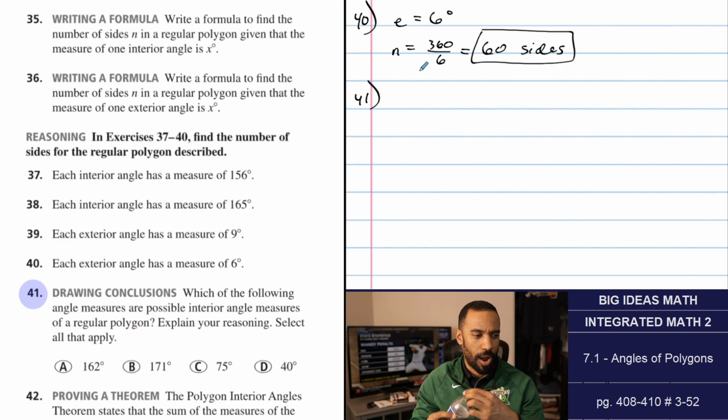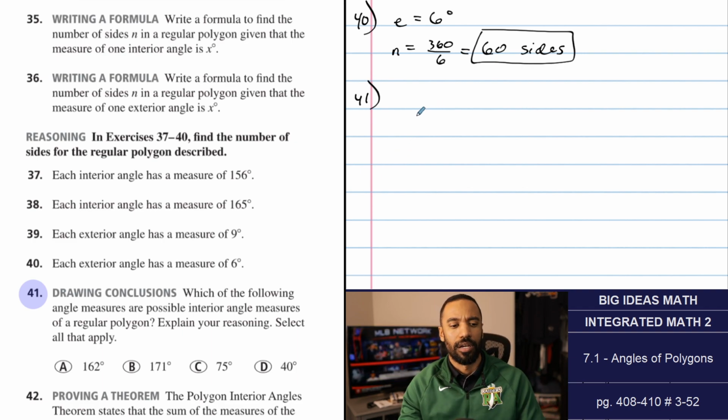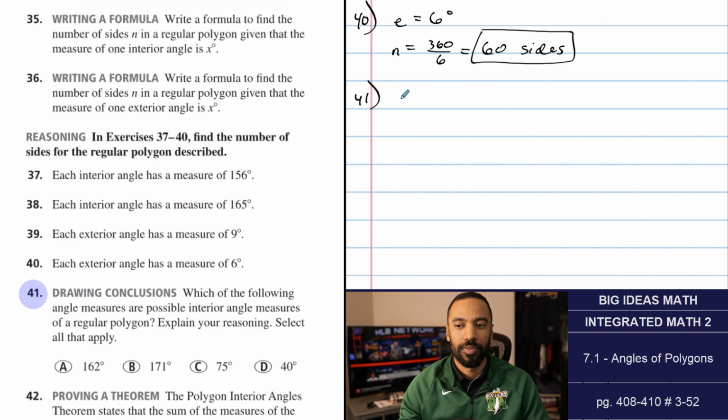I'm almost out of water. I have like a droplet left. I might need to go back and get them. So let's check on them.